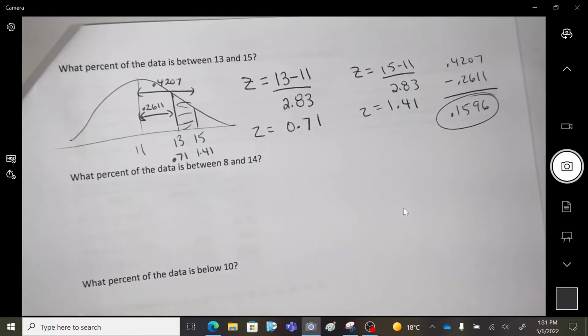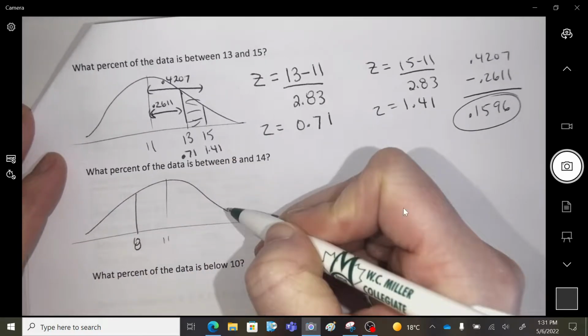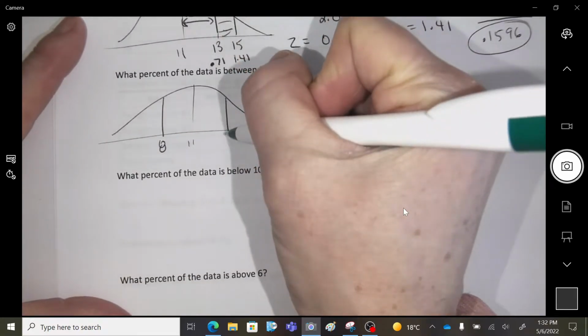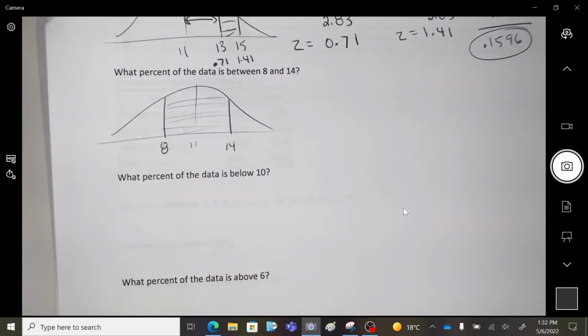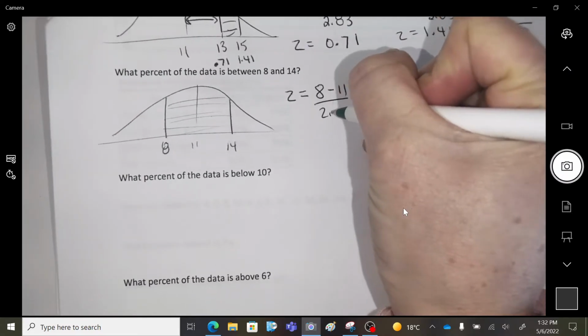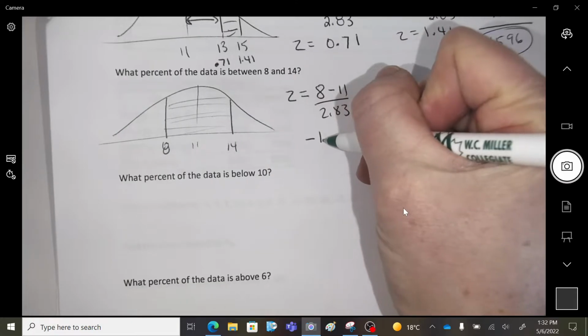Okay, so the next question says, what's between an 8 and a 14? So 8 is over on the left, and 14 is over on the right. So the data between. And again, the same question, it's giving me scores, but not Z scores. So Z equals 8 minus 11 over 2.83. So same thing, I'm going to keep doing this. So negative 1.06.